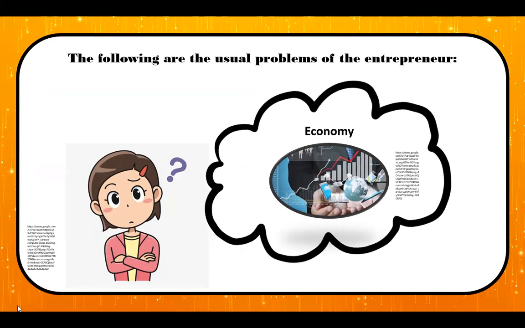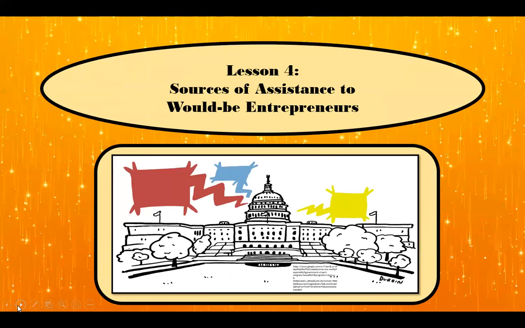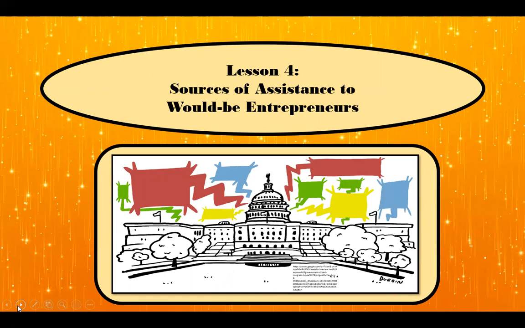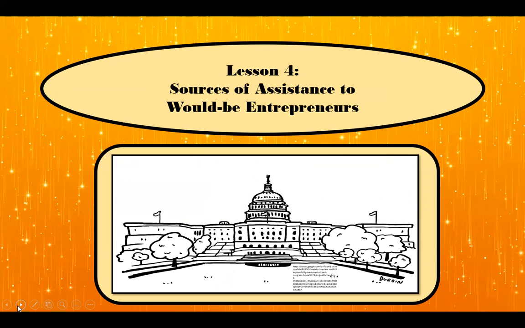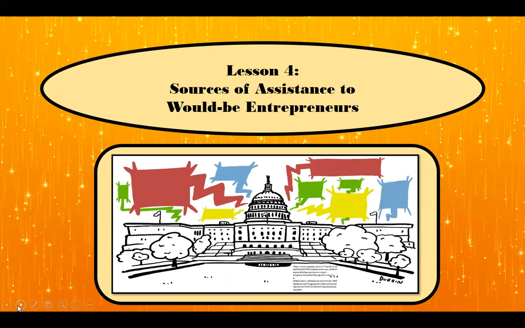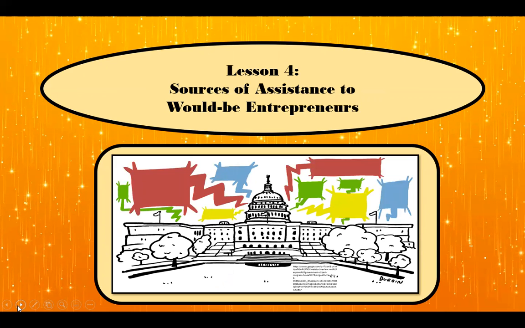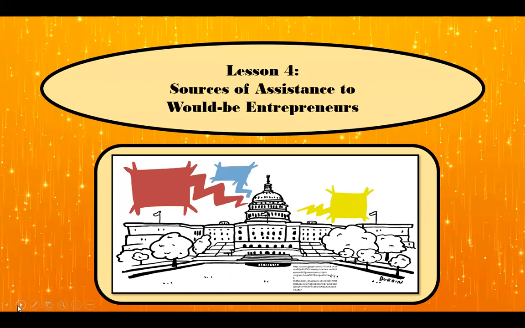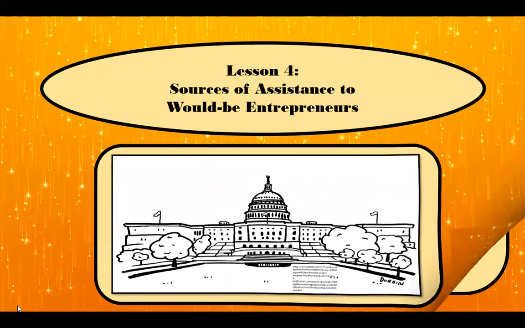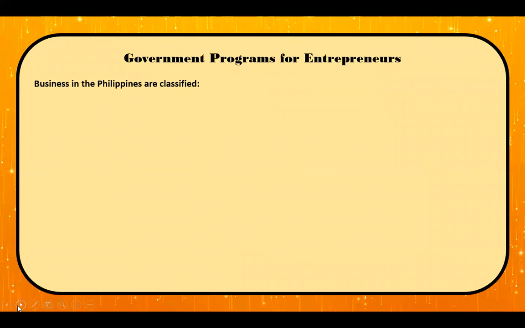Okay, so next subtopic under business planning is about sources of assistance to would-be entrepreneurs. So at this point, what is the role of the government? Of course, that is our question in fostering entrepreneurial activity in the country. So if you become an entrepreneur, how would the government provide you financial, technical, management, and infrastructure assistance? So we have here some government programs for entrepreneurs.